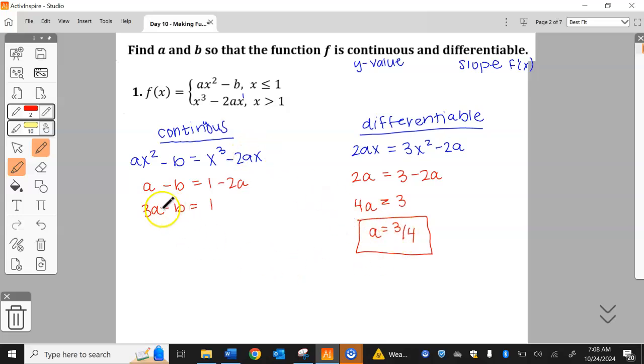Then I can take this a value, plug it in right here, so 3 times 3/4, that's 9/4, minus b equals 1. So I'm going to move the b over, subtract the 1, so that will be 9/4 minus 1, which is 4/4. So that will give me a b value of 5/4.